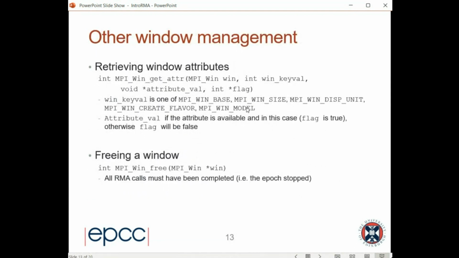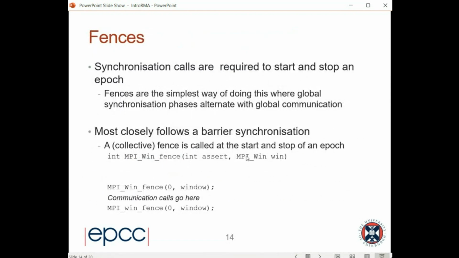There's various ways to retrieve attributes, and you can free a window at the end. It's fine. So the simplest way to start and finish a region of remote memory access is to use a fence. A fence is like a barrier, okay?